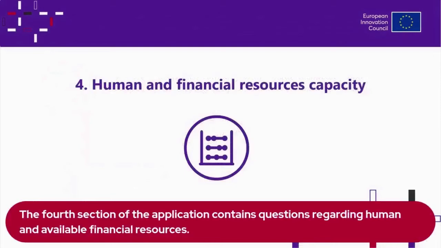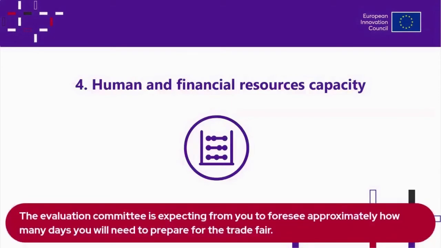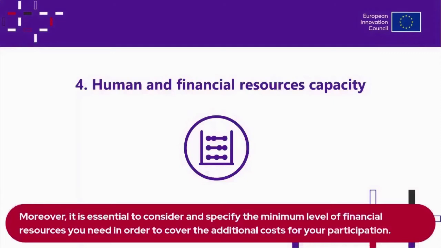The fourth section of the application contains questions regarding human and available financial resources. Here, you need to estimate to what extent you can commit to sufficiently prepare and participate in the trade fair. The evaluation committee is expecting you to foresee approximately how many days you'll need to prepare for the trade fair. Moreover, it is essential to consider and specify the minimum level of financial resources you need in order to cover the additional costs for your participation.